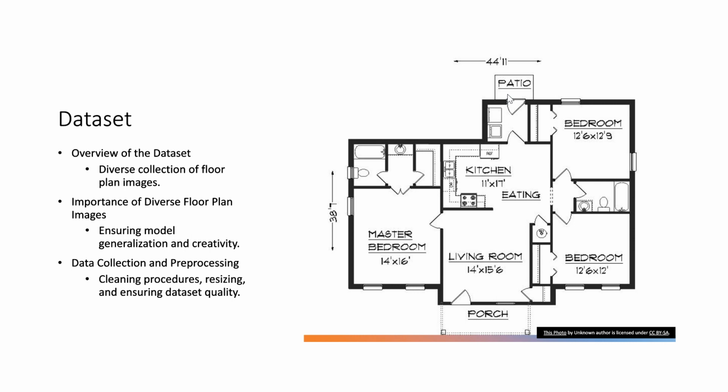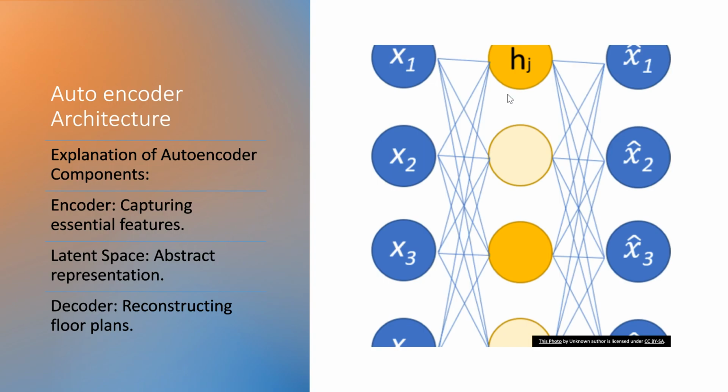Now, let's delve into the core of our model, the autoencoder. The autoencoder is a fundamental component of our hybrid approach, designed to capture and reconstruct essential features of floor plans. Encoder. The first key element is the encoder. Think of the encoder as the feature extractor. It takes in our input floor plan images and compresses them into a low-dimensional space called the latent space. This step is crucial because it distills the most important features, reducing the dimensionality of our data while retaining its essential characteristics.